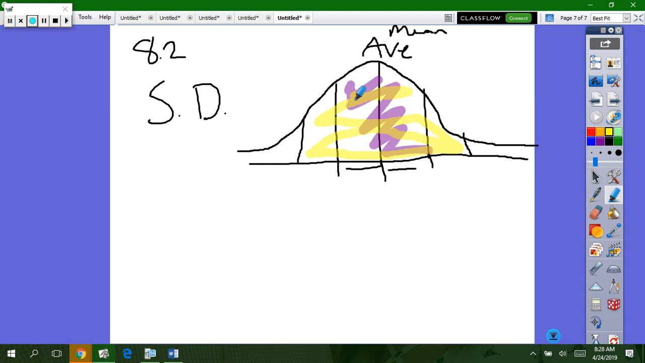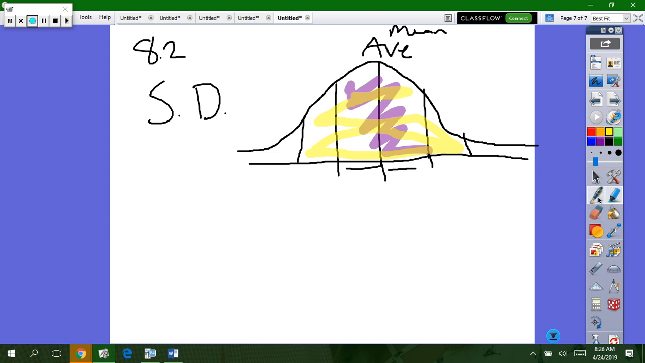Now notice it looks like 4 quadrants, right? But it's 2 standard deviations to the left and 2 standard deviations to the right, and both of those are incorporated in a standard deviation. Is everybody there with me and understand?